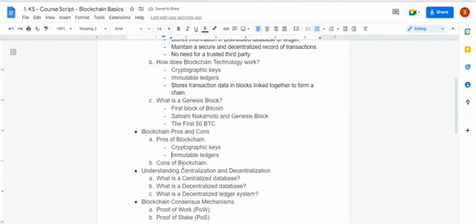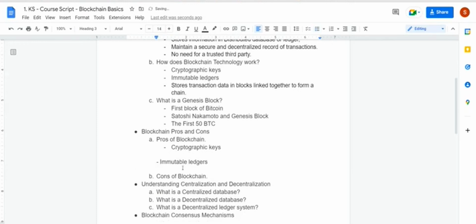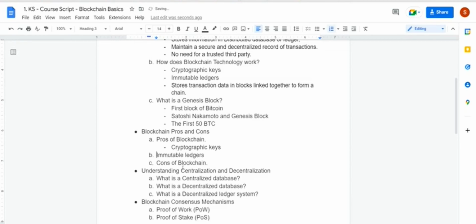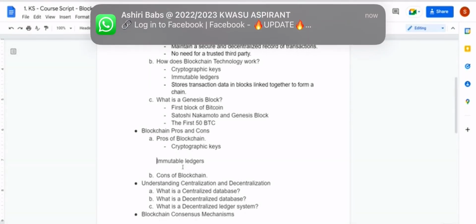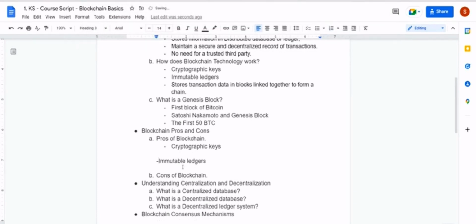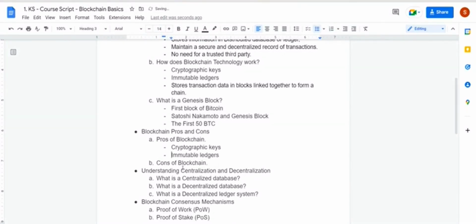When you are on the keyboard, click backspace and set a dash in front of this, and it will go like that. So suppose pros of blockchain. Those are the key talking points for this specific idea or topic.